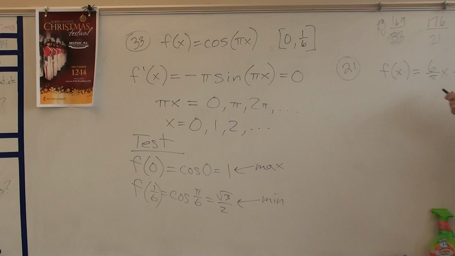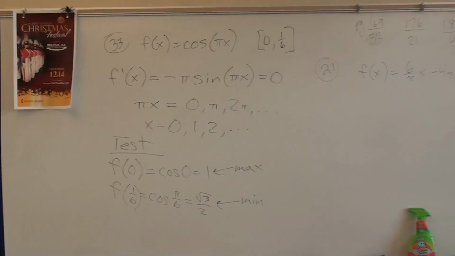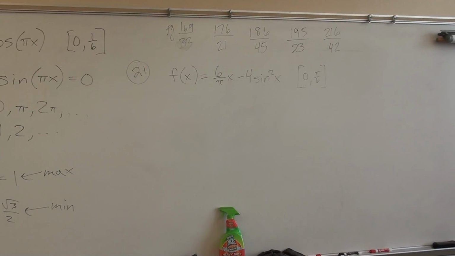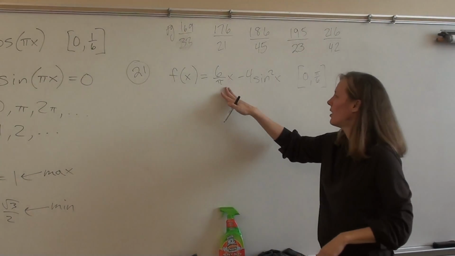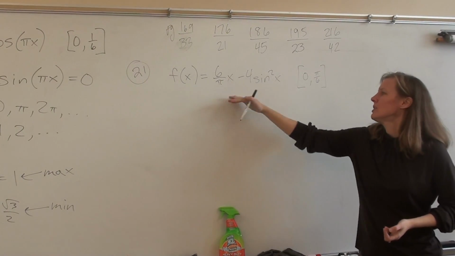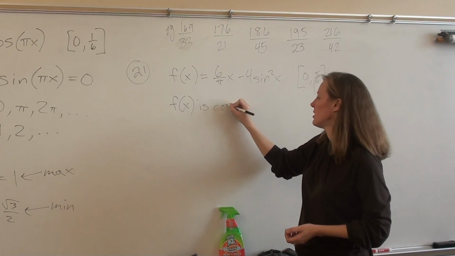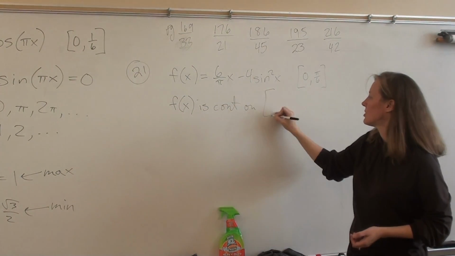Now, this function on its own, is it ever undefined? No. Sine and cosine are always continuous, right? They're always continuous. If you think about the graph, it's that continuous oscillating curve. And of course, this is just x, which is continuous. So this is always continuous. So first thing we have to check for Rolle's is that f of x is continuous on the closed interval.